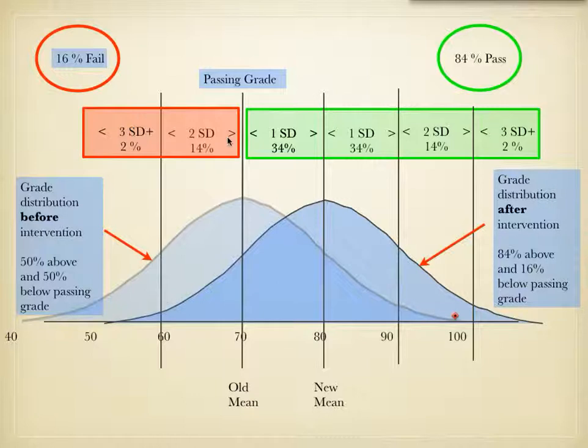And instead of the mean being 70, which is what this bell curve represented, now you have a new mean score of 80. And here's the new bell curve that captures the new score of all the students who took the assessment. Now look what happens. You took this group right here and you move them to where they now receive passing grades.